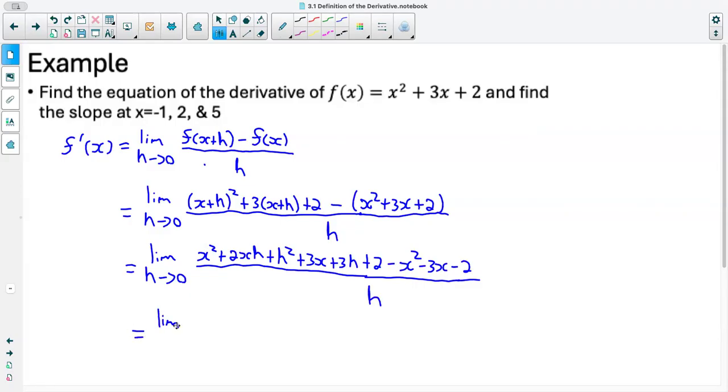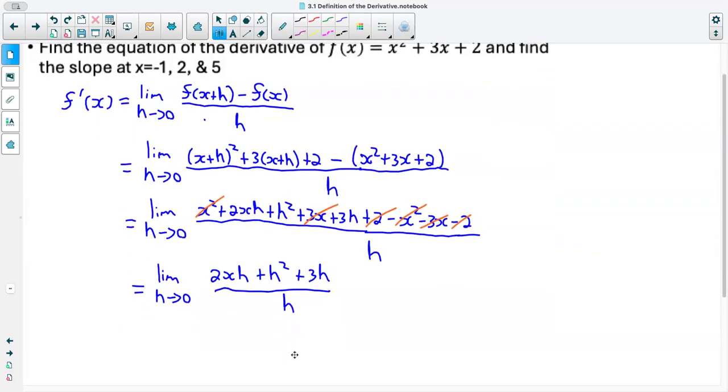So that gives us our limit as h goes to 0 of, we can see that positive x squared cancels off negative x squared, positive 2 cancels off negative 2, positive 3x cancels out with negative 3x. So what we're left with is 2xh plus h squared plus 3h all over h. What you'll notice now is essentially every term has h, so we can cancel out an h in every term.